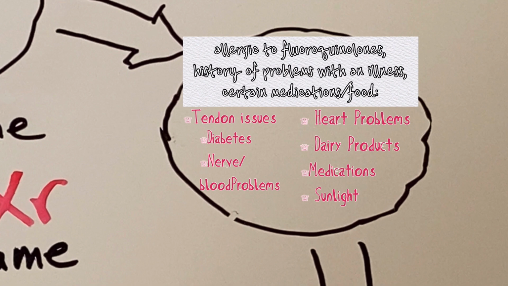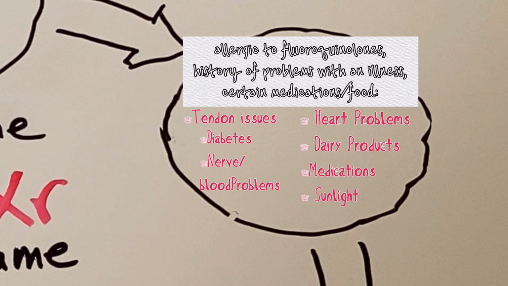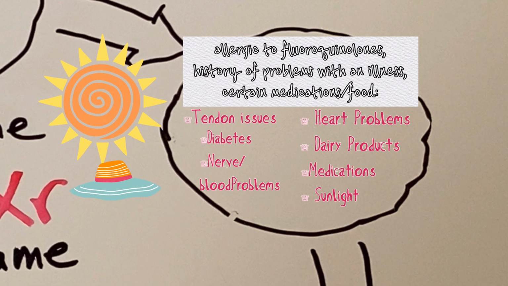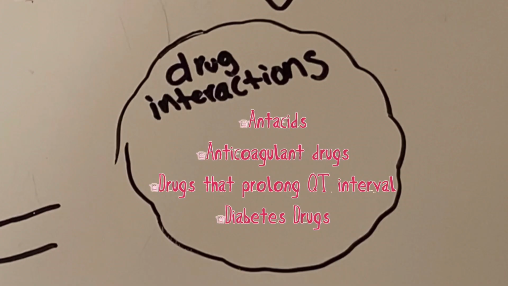If you want to consume dairy products, you actually have to wait at least 2 hours before or after taking Cipro. Because Cipro could also make you sunburn more easily, you should try to avoid sunlight and wear protective clothing or use sunscreen. As I mentioned earlier, Cipro has significant interactions with specific drugs. These drugs include antacids, anticoagulant drugs, drugs that prolong the QT interval, and diabetes drugs.